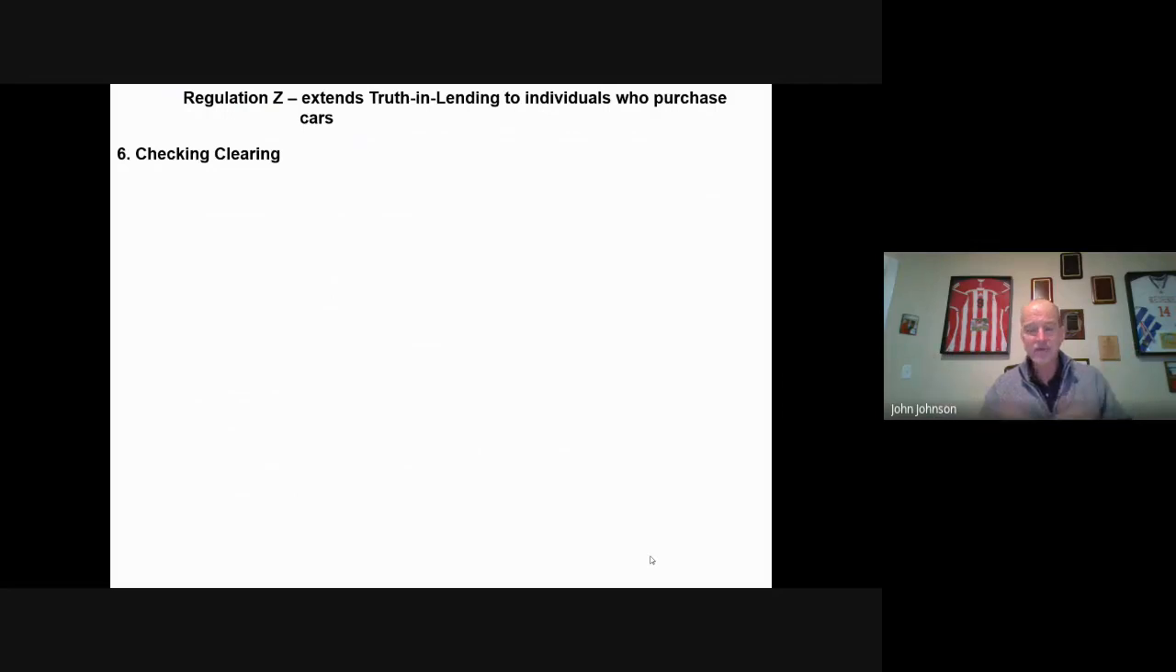And then if the check would bounce and all that other stuff, there's other issues that we deal with, but they clear checks. You're the only ones allowed to clear checks. So what they do is they issue currency.